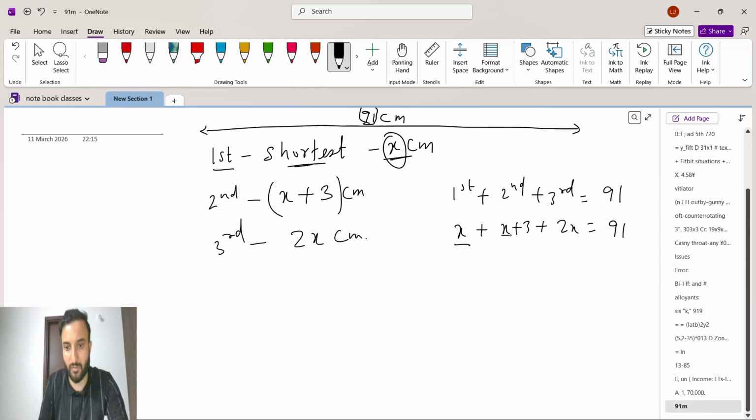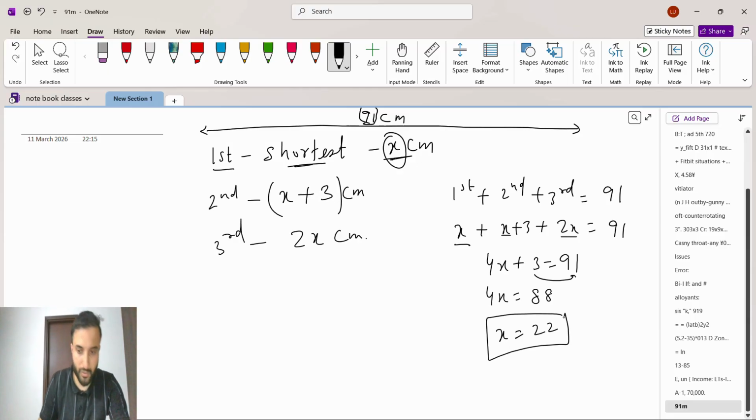So x plus x plus 2x, that is 4x plus 3 equals 91. The plus 3 will go to that side and become minus 3. 91 minus 3, 88. So x is equal to 88 divided by 4, x is 22. So the shortest length is x, x is 22 centimeter.